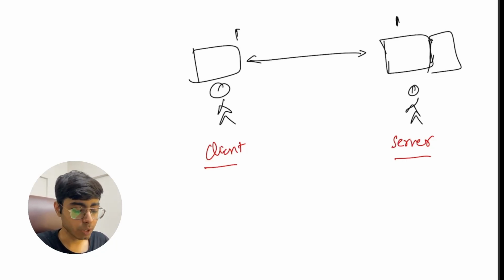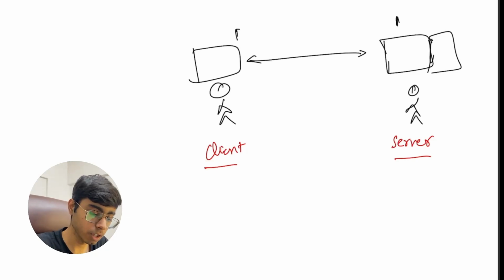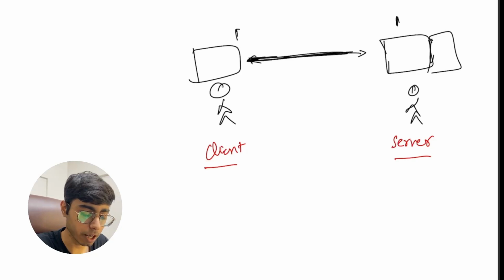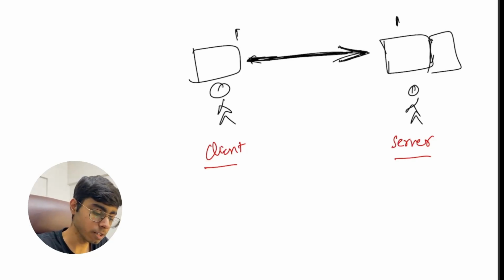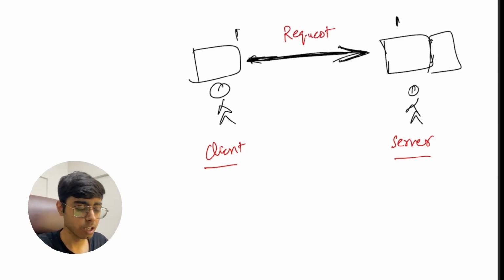Which means one computer makes a request and another computer fulfills the request by sending a response, right? So in this, I want some information about my college friends. That means I want to make a request to Facebook. So I will make a request. This is a single one-directional arrow. This is a request.